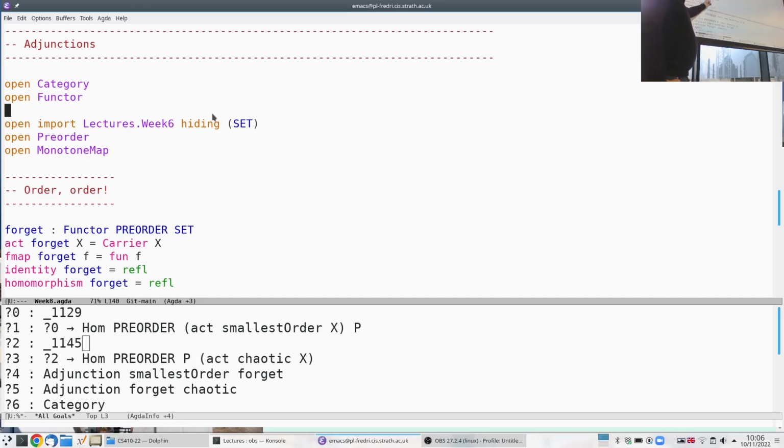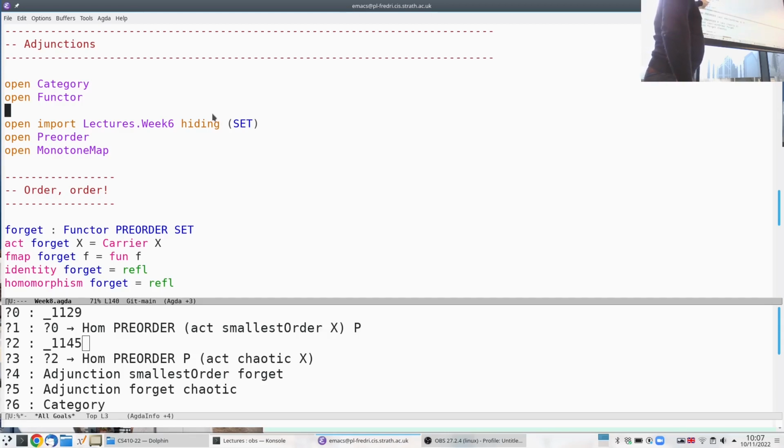Remember that we had this in week 6. We introduced the category of pre-orders. So these were sets with an order relation on them, which is reflexive and transitive. There is a functor that takes a pre-order and forgets about the fact that it's a pre-order and just gives you back the set, right? So on objects, it gives you the carrier. On functions, it gives you the underlying function.